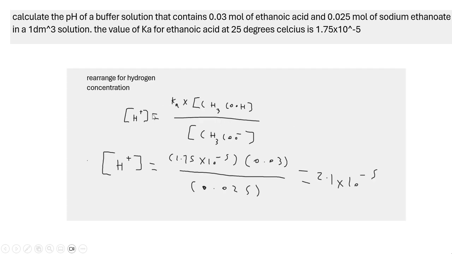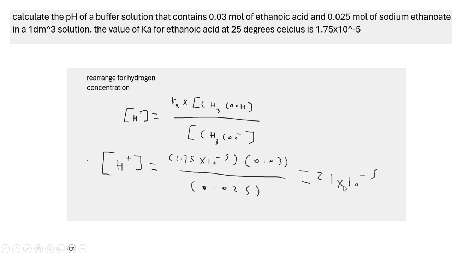Then just rearrange for H plus. As you saw in the Ka expression, rearrange for H plus: Ka times the moles of acid, divided by CH3COO minus. And now just plug in all the numbers. You've got Ka from here. You've got 0.03, which is the moles of ethanoic acid at the start, as we talked about. And then you've got 0.025 of the sodium ethanoate, which is equal to the ethanoate ions concentration.